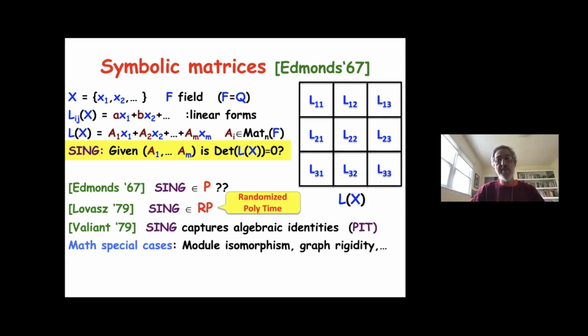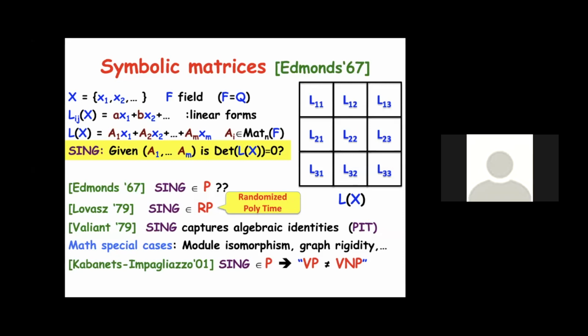Of course in mathematics there are many. I mentioned algebraic identities, but it also arises in many different ways in different areas of mathematics, in module isomorphism, graph rigidity, and so on. And people are interested in solving this problem, but I think the importance of this problem did not really manifest itself so strongly until Kabanets and Impagliazzo discovered the following fact. It's not hard to prove, but it's really amazing.